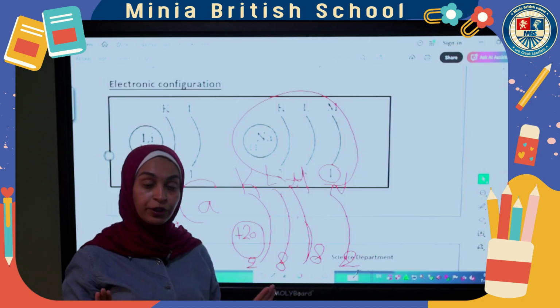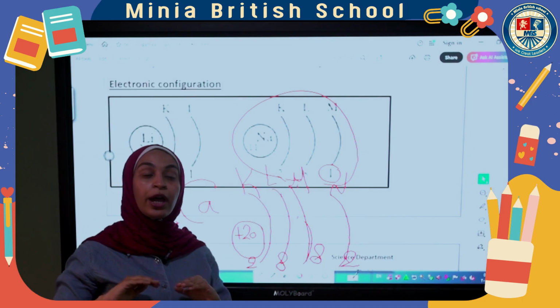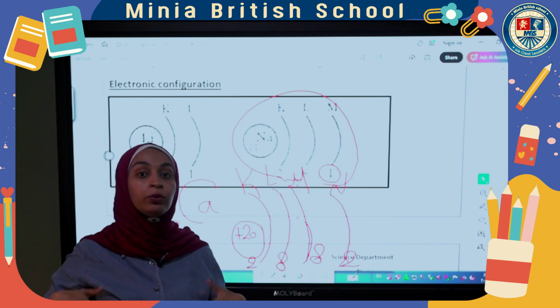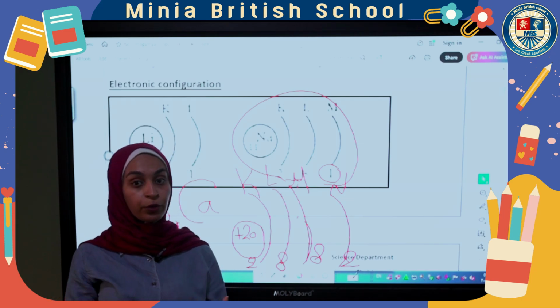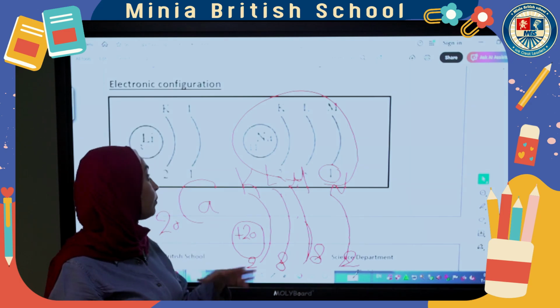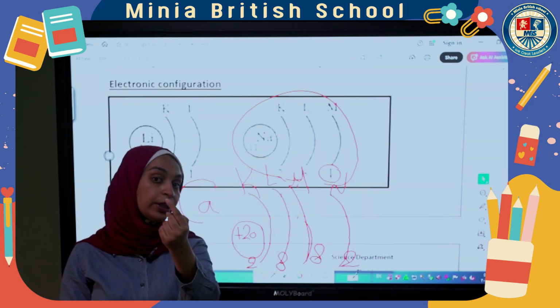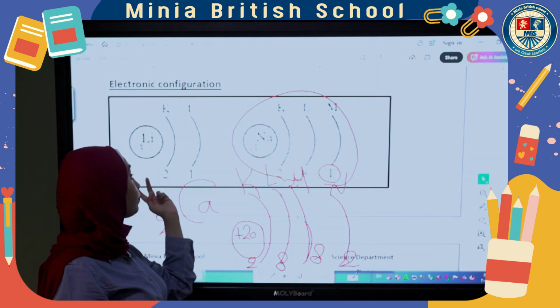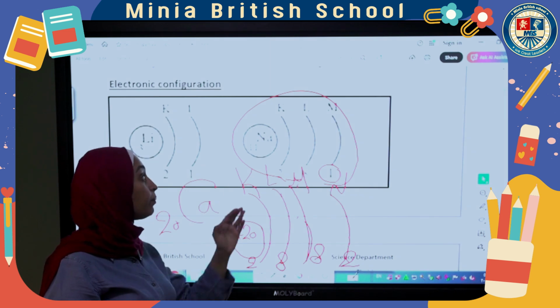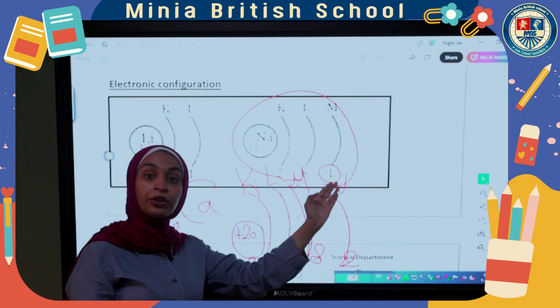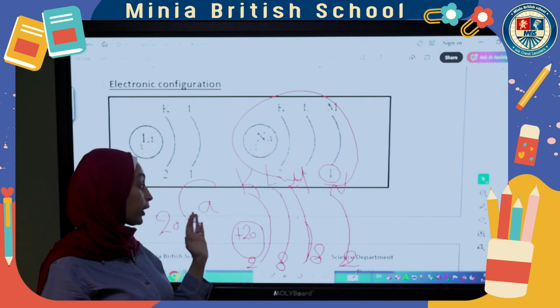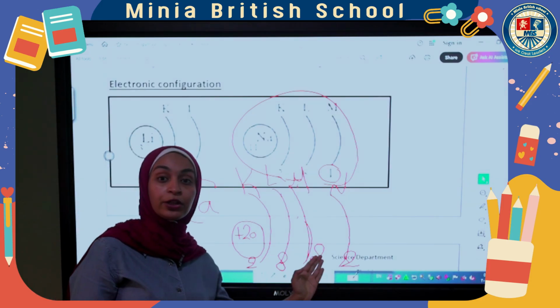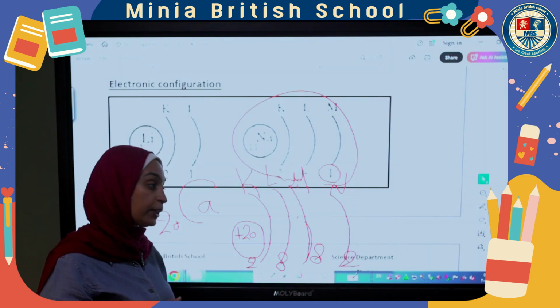Now we have finished how we can learn, or how we can write, or how we can draw the electronic configuration for different elements. Maybe hydrogen needs 1 energy level, maybe lithium needs 2 energy levels, maybe like sodium needs 3 energy levels, or maybe like calcium needs 4 energy levels. Let's complete, grade 7.